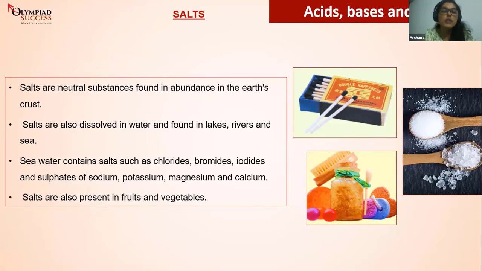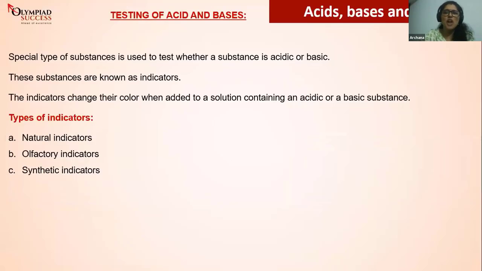Which are neutral substances. They are not acidic, they are not basic. We'll be looking at the properties of salts, how salts are formed, in our further coming classes. So, is it possible that I taste every single substance and say whether it is acidic or basic? Why do we need indicators, right?